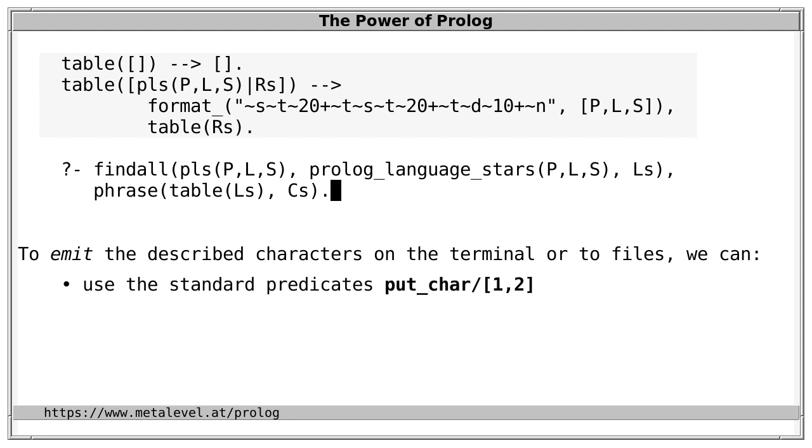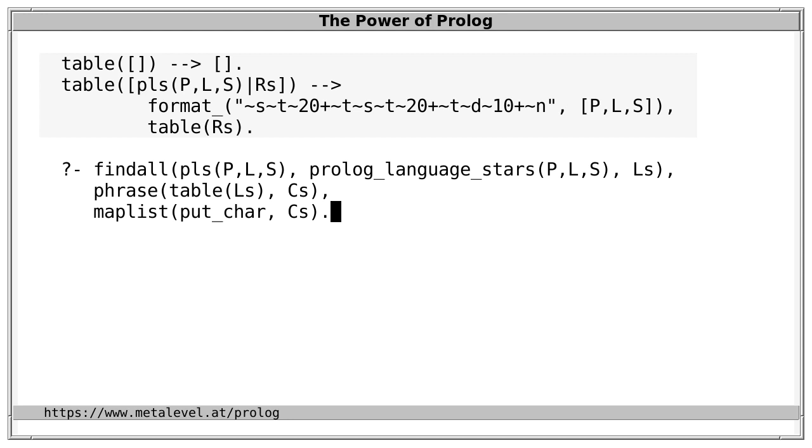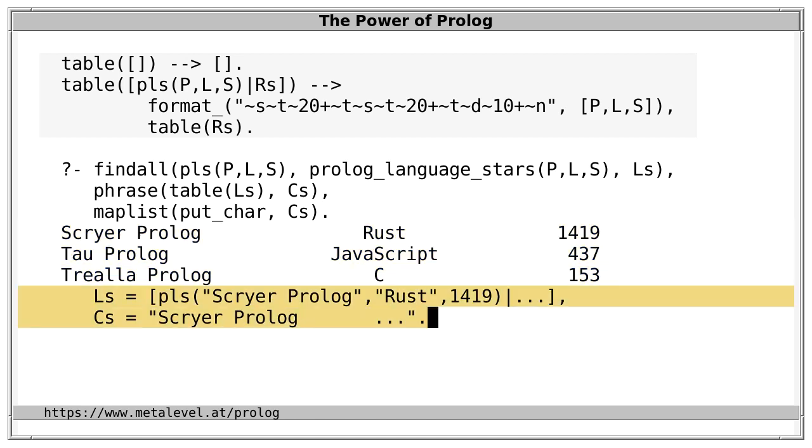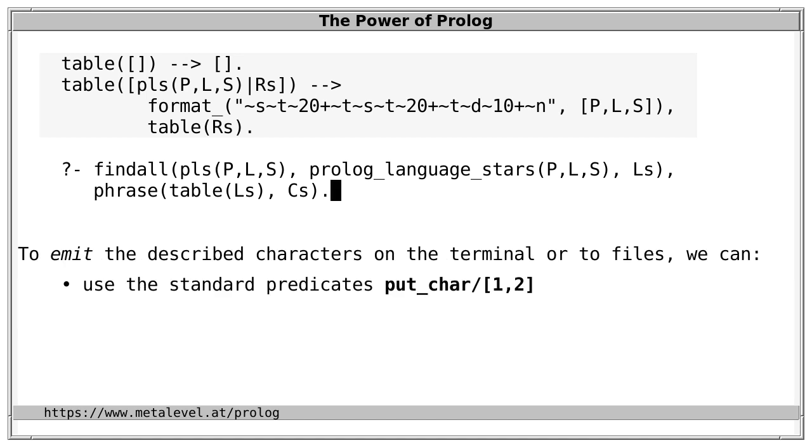Well, there are several ways. Maybe most obviously, we can use the standard predicates put_char with one or two arguments. So we can simply say use put_char to output each character in Cs. And when we post this, we get exactly the table we wanted. So we see the table which we emitted using put_char, and after the table, the answer substitutions as before, which the top level emitted for us. So that's one way to emit the table, by using put_char.